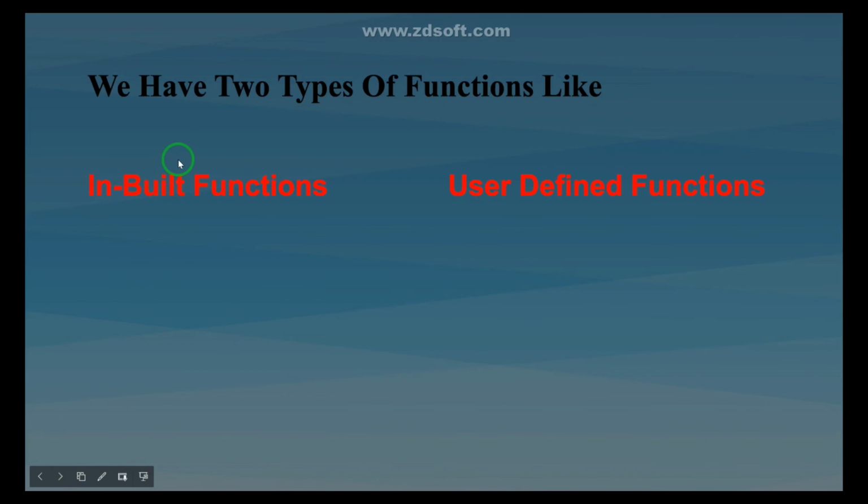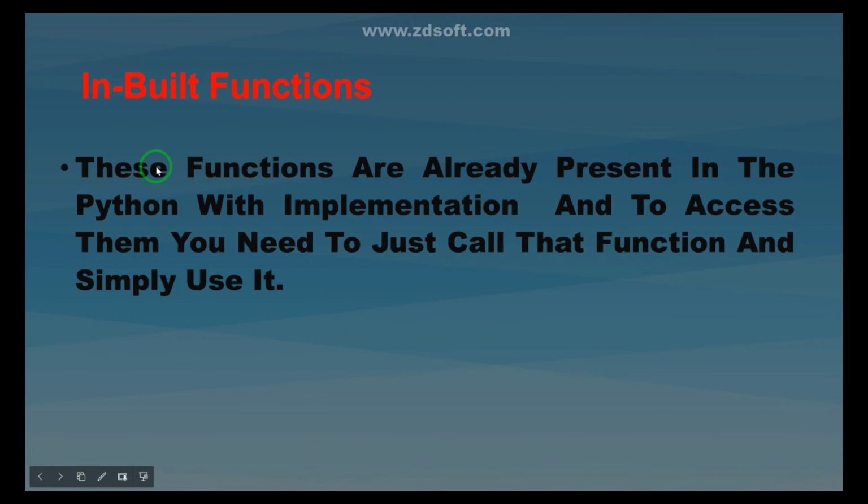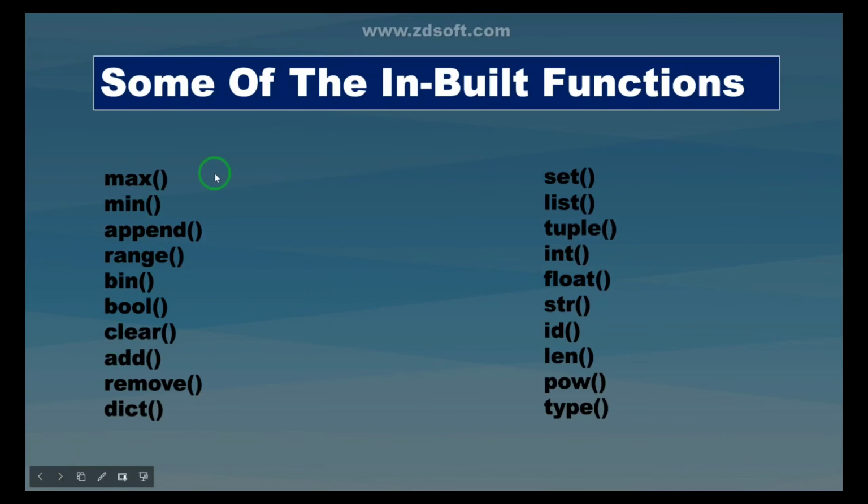In any programming language we have two types of functions. So what are the two types? They are inbuilt functions and user defined functions. So what is meant by inbuilt functions? These functions are already present in Python with their implementation. Means the implementation part is already present, and to access them you just need to call the function and use it. You are not worried about the implementation part. You can simply call that function and evaluate it.